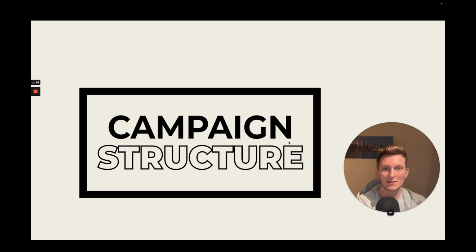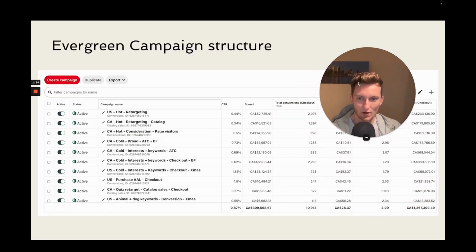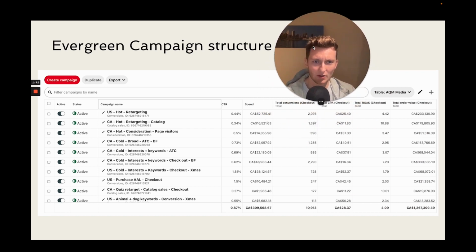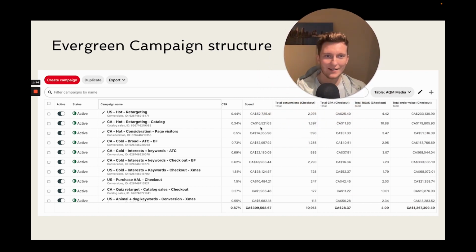First things first, campaign structure. This is essentially what the campaigns look like in the back end. You can see all the numbers here as well. I'll move my screen out of the way. This does look a little bit confusing, but essentially you can see that we're targeting the US and we're targeting Canada. The majority of the campaigns are Canada compared to the US.